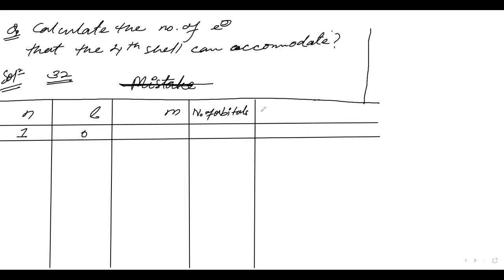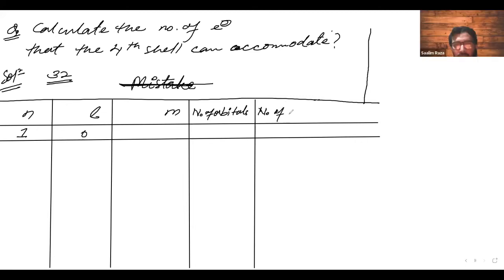So here we can write number of electrons. So m will be 0 and only one value. Hence, number of orbitals is equal to 1. Number of electrons will be, Abir, tell me. 2. Very good. Now, if n is equal to 2, l will be equal to how much? 0 and 1. Correct? 0 to n minus 1.